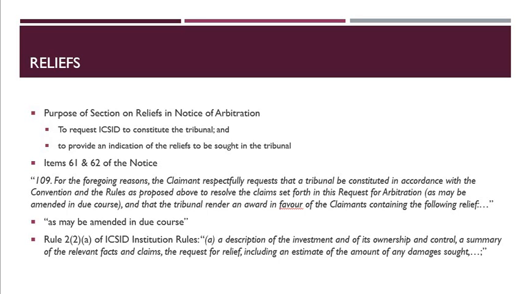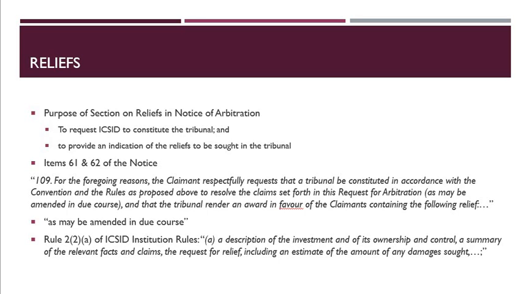Note that Rule 2.2a of the ICSID institution rules in its relevant portion lays down the following as required in a request for arbitration: a description of the investment and of its ownership and control, a summary of the relevant facts and claims, the request for relief, including an estimate of the amount of any damages sought. So, this is the minimum requirement for reliefs in an ICSID arbitration. That is, the request for arbitration should be accompanied with the request for relief, including an estimate of any damages that has been sought.